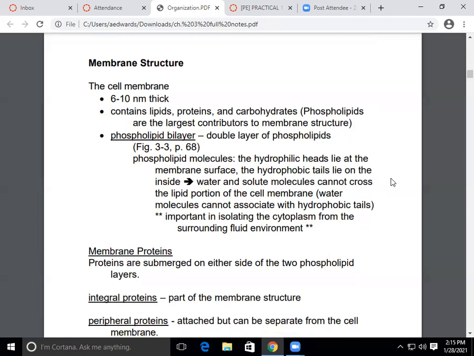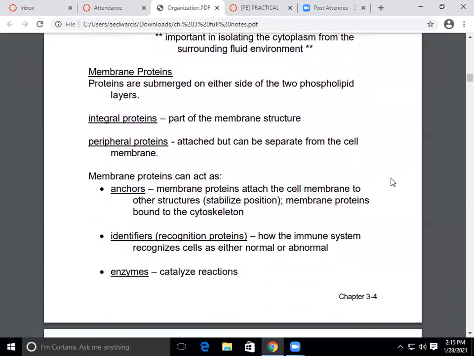In the membrane, you've got some proteins, and they could be on one side of the membrane or go all the way across. You've got what we call integral proteins, which are important parts of the structure of the membrane. You also have what we call peripheral proteins. These are attached to the membrane, kind of on one side, but they're not really a piece of the membrane. They just sort of get tacked onto it.